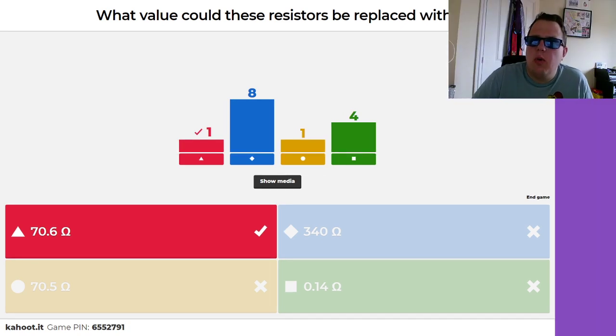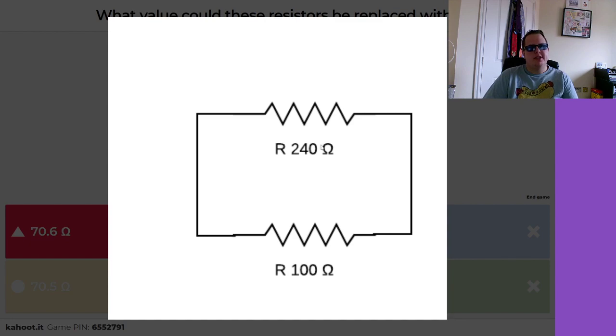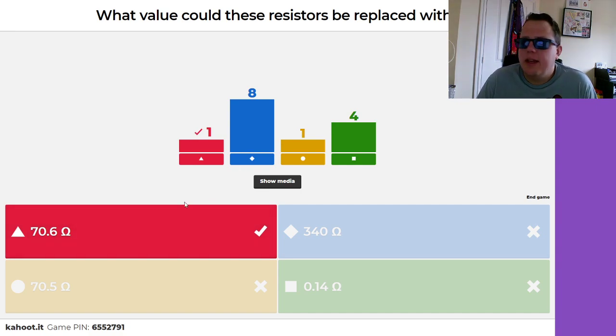Okay, yeah, only one person got that right, 70.6. These 2 are in parallel with each other, so we don't add them up this time. We remember we do that funny add the reciprocal, so you do 1 over 100 plus 1 over 240. Then you take the reciprocal of that. By reciprocal, I mean 1 over, and what you get.